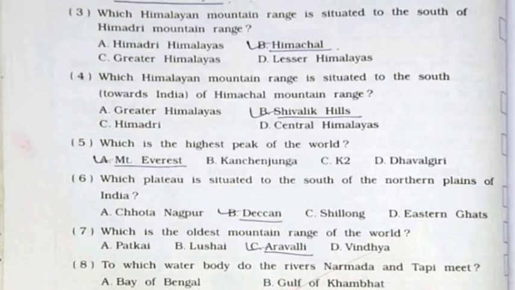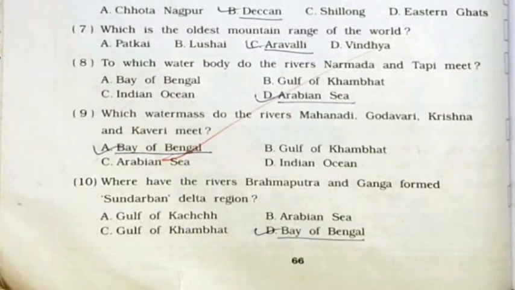Sixth, which plateau is situated to the south of the northern plains of India? It's option number B, Deccan. Seventh, which is the oldest mountain range of the world? It's option number C, Aravalli. Eighth, to which water body do the river Narmada and Tapi meet? It's option number D, Arabian Sea.